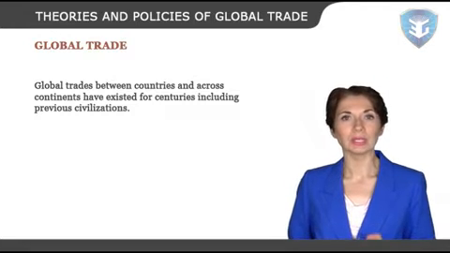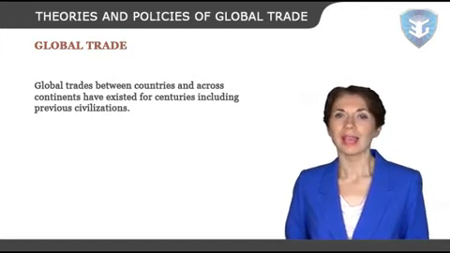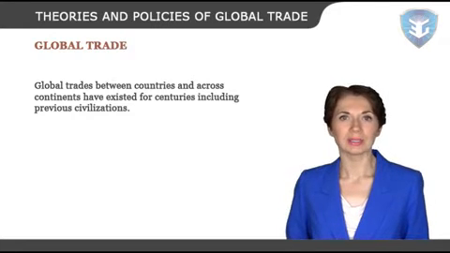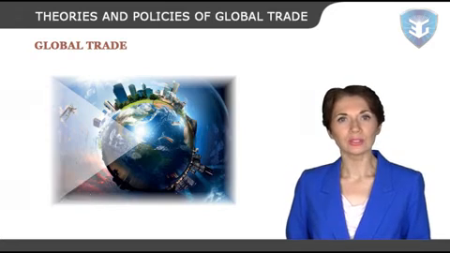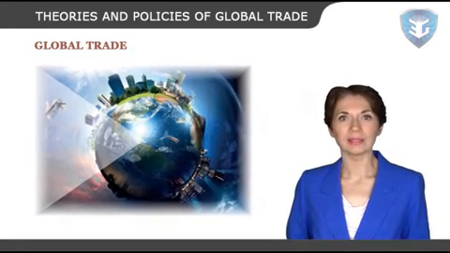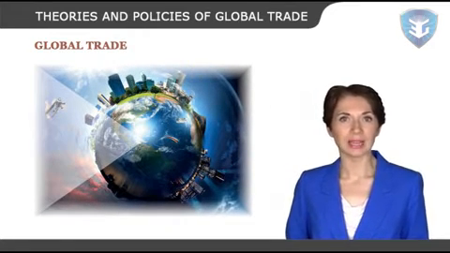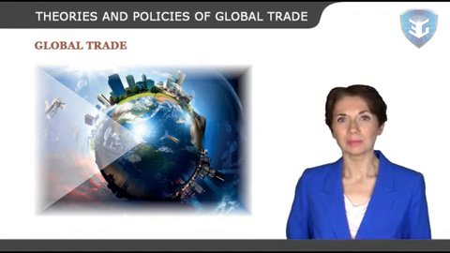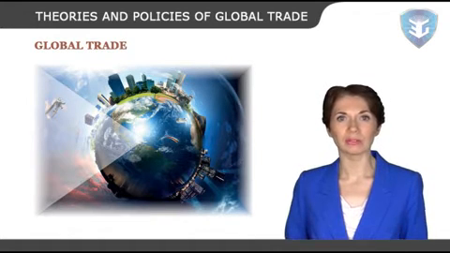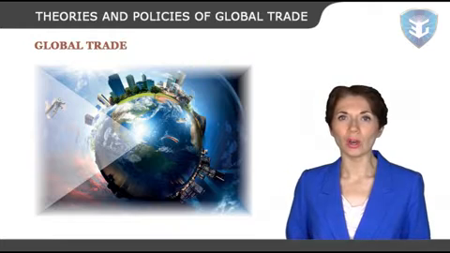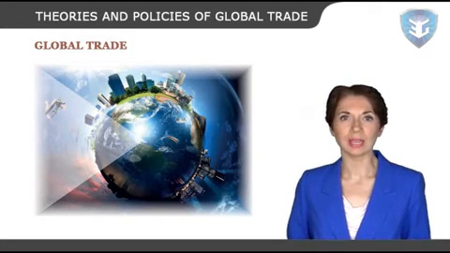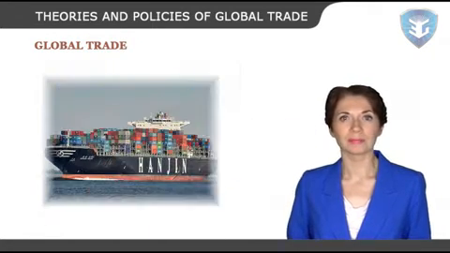Global trade between countries and across continents has existed for centuries, including previous civilizations. Traditionally, global trade consisted of traded goods like textiles, food items, spices, precious metals, precious stones, and objects of art and various items across borders.